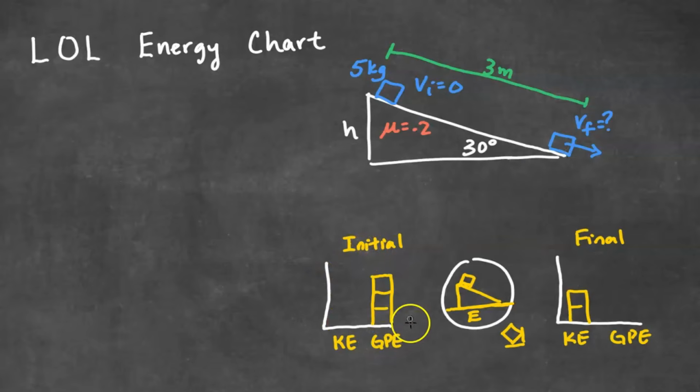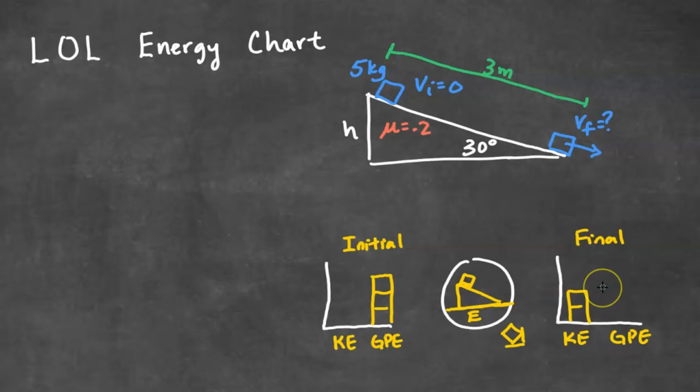Initially it has only gravitational potential energy. This circle represents the system that we're working with, which is the block and the ramp and the earth. As it's sliding down, because of friction, some of this energy is transferred out of the system. At the bottom of the ramp, we have some kinetic energy. Notice that the initial part has 3 blocks, and the final has 2 blocks, because 1 block of energy was transferred out.